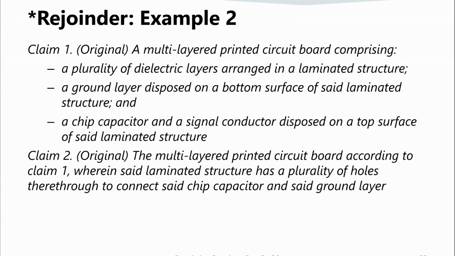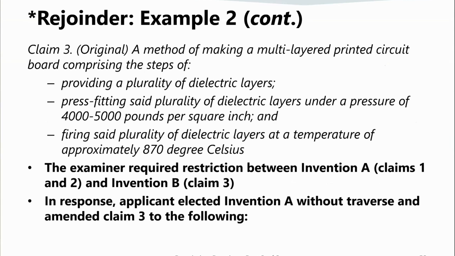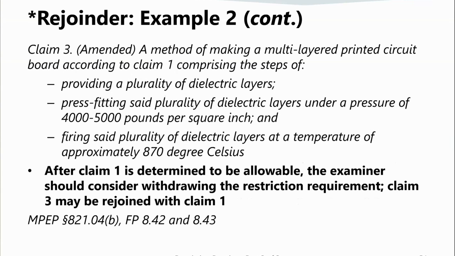Here is another example of rejoinder, wherein Claim 2 contains all the limitations of Claim 1. This example continues with Claim 3 on the next slide. The examiner required restriction between Invention A, Claims 1 and 2, and Invention B, Claim 3. Applicant elected Invention A without traverse and amended Claim 3 as shown on the next slide. As you can see, Claim 3, as amended, now depends from Claim 1 and may be rejoined.